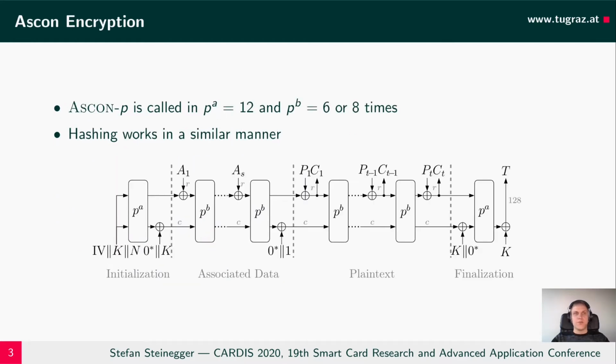You can see the Ascon encryption process on this slide. And as you can see, it is divided into 4 phases. First, you've got the initialization phase, that is followed by the associated data absorption phase, followed by the plaintext absorption phase that also results in the ciphertext. And last but not least, we've got the finalization phase that results in the tag. And as you can see, we've got the p to the power of a and p to the power of b blocks that are calling the Ascon-p permutation function either 12, 6, or 8 times, depending on the configuration in use, and also the phase the Ascon-p function is called. Hashing works in a similar manner, but I won't go into detail with it in this presentation.